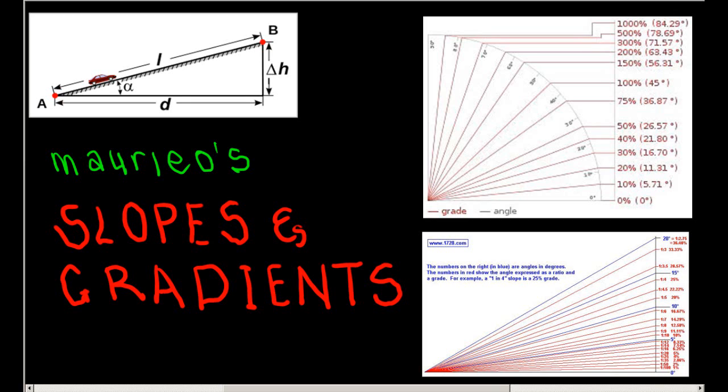Slopes and gradients. A look at slopes and gradients as they apply in an engineering and surveying sense.